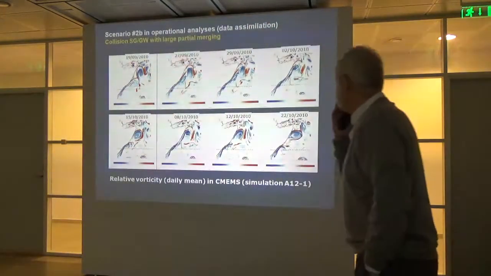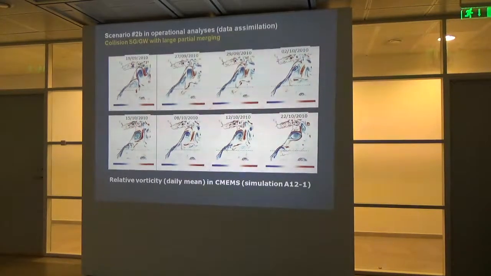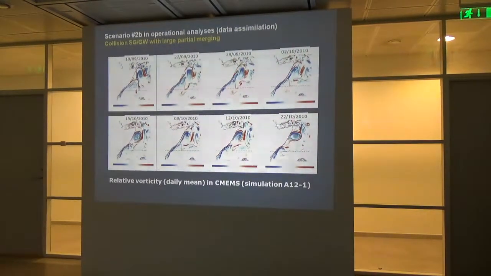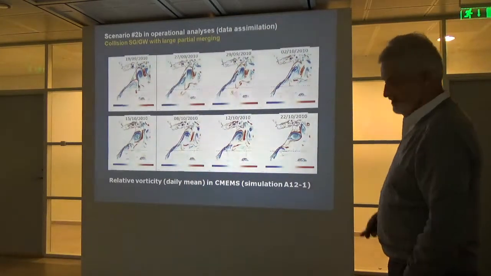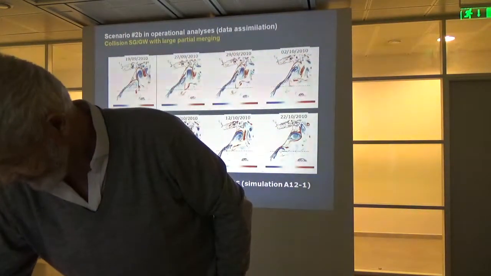So this is just to show that this is an operational analysis. So it's a model with data assimilation. They are simulated in situ observations, satellite observations, and so on. And it was just to show how the merging occurs in this model. So the analysis also showed that the scenario can happen when you do data assimilation.